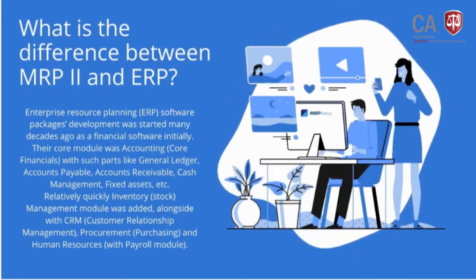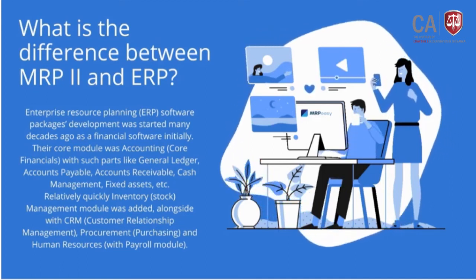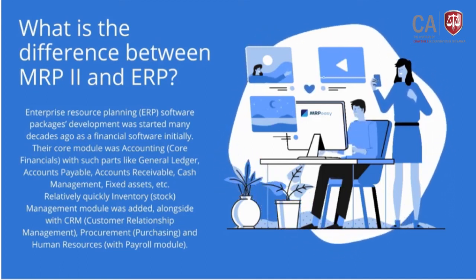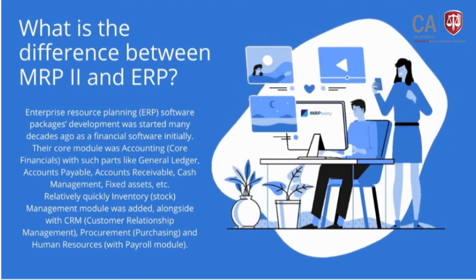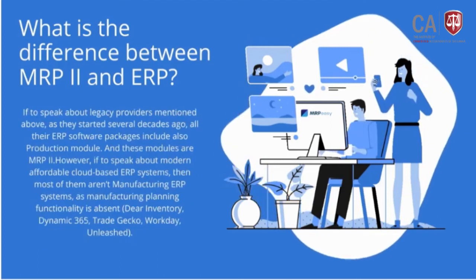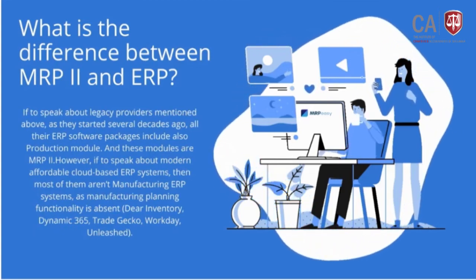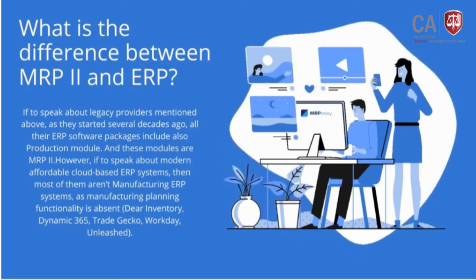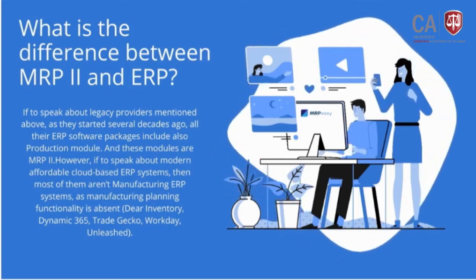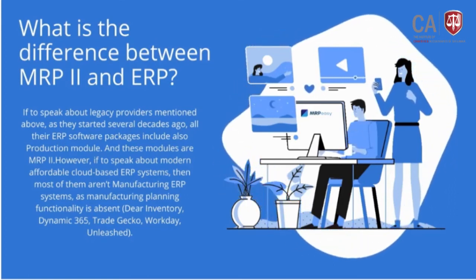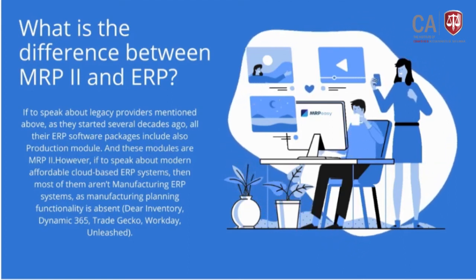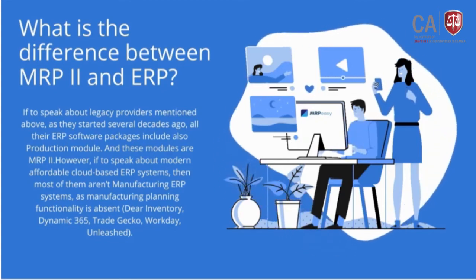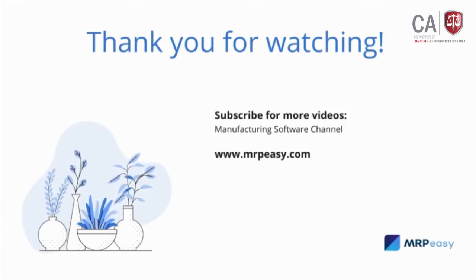Relatively quickly, an inventory stock management module was added, alongside CRM customer relationship management, procurement, purchasing, and human resources with a payroll module. If we are speaking about the legacy providers mentioned previously, as they started several decades ago, all their ERP software packages also include a production module, and these modules are MRP 2. However, if we speak about modern, affordable cloud-based ERP systems, then most of them aren't manufacturing ERP systems, as manufacturing planning functionality is absent. Dear Inventory, Dynamics 365, TradeGecko, Workday, Unleashed.